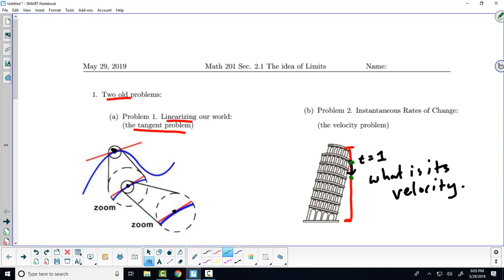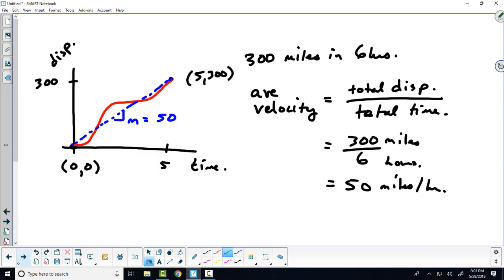With the linearization, we went from 0.5 to 0.9 to 0.99 to approach 2. Yeah, so in that last problem, we brought that second point in closer, didn't we? Right? So rather than looking for the average velocity between t equals 1 and t equals 2, let's do t equals 1 and t equals 1.5. Or t equals 1 and t equals 1.1. Right? So that's what I ask you to do here.